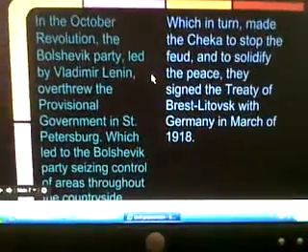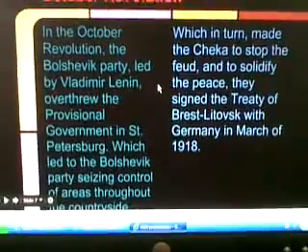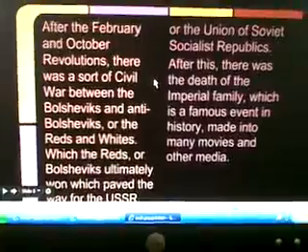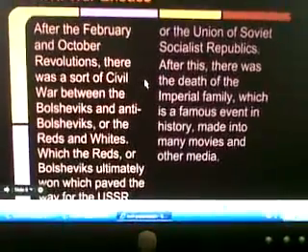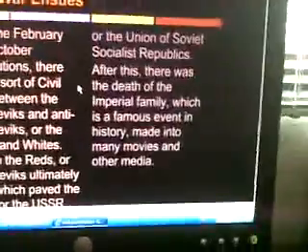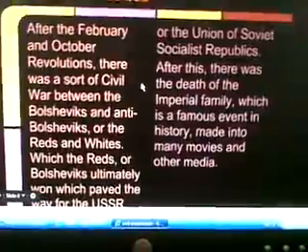To stop the feud, and to solidify the peace, they signed the Treaty of Brest-Litovsk with Germany in March of 1918. And after the February and October revolutions, there was a sort of civil war between the Bolsheviks and anti-Bolsheviks, or the Reds and Whites, which the Reds, or Bolsheviks, ultimately won, which paved the way for the USSR, or the Union of Soviet Socialist Republics.